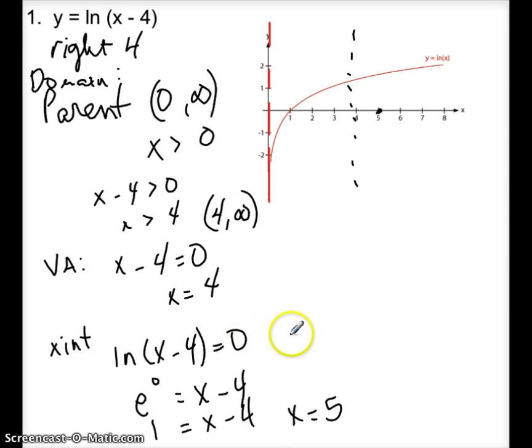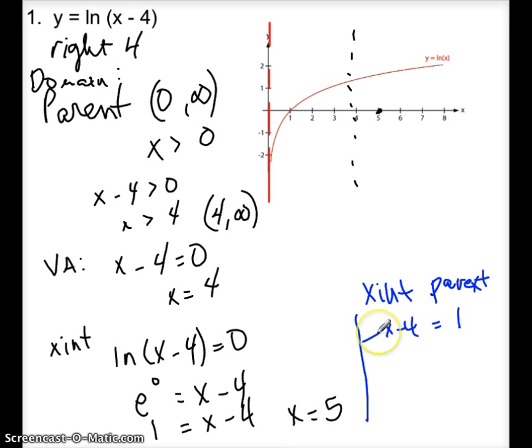Now, if you want to be a little bit math savvy, rather than setting the function equal to 0, you can think about the parent function. The x-intercept of the parent function, you know, is always equal to 1. So you could set x minus 4 directly equal to 1, which is what happens when you raise e to the 0 power. You would add 4 to both sides, and now your x-intercept is 5.